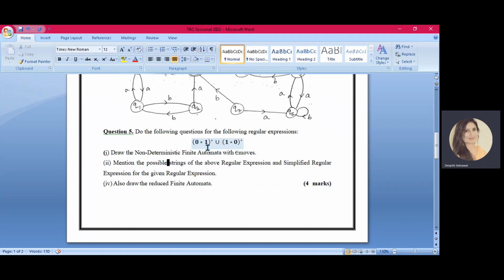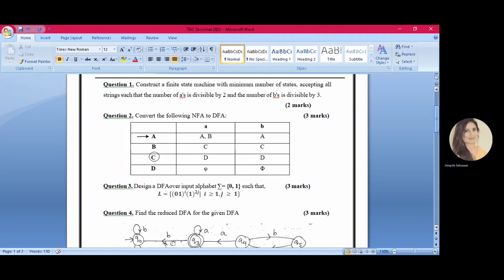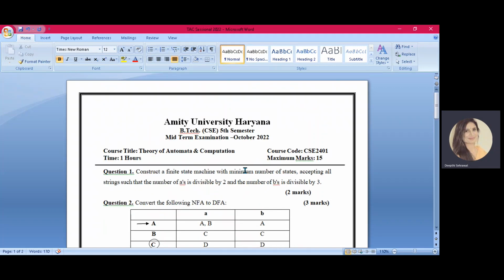You can find out all the strings of length 0, 1, 2, 3, 4 and then generalize the string behaviors, and accordingly write the reduced regular expression for this, and then finally draw the reduced finite automata. So this midterm sessional was of 15 marks. This is the question paper. In the next video, we will discuss the solution of this paper.